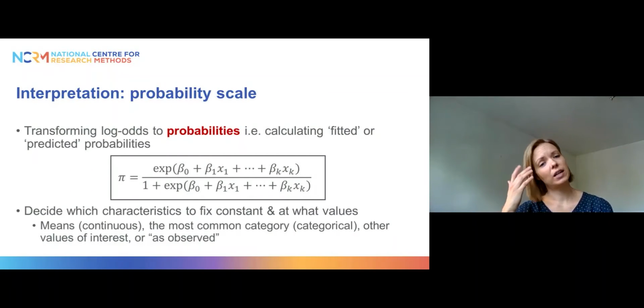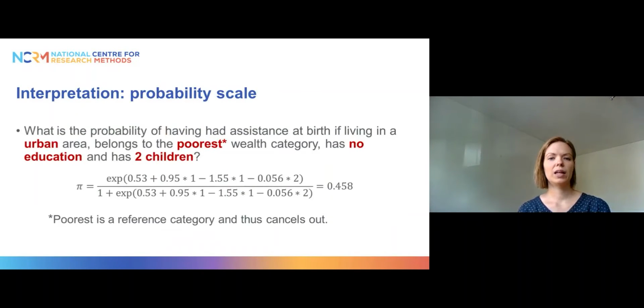Or, if we're using software to calculate these probabilities, we can leave them as observed. But that's not something that I will talk about today. If you do the exercises related to this lecture, then you will see how that works. So I will just give you an example of how you would calculate these probabilities by hand.